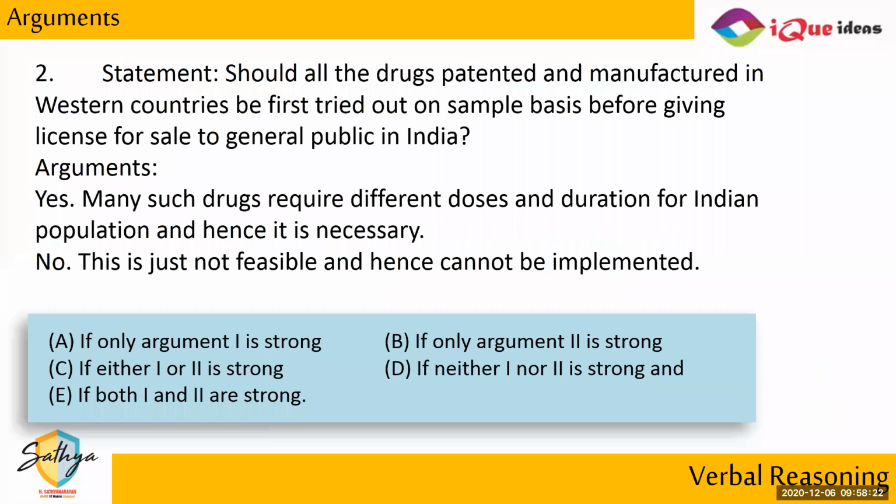Moving on, next one. Should all the drugs, and drugs here means pharmaceutical drugs, not heroin, charas, ganja, so don't say that. Should all drugs patented and manufactured in Western countries be first tried out on sample basis before giving license for sale to general public in India? Take a look at the arguments and say which ones.